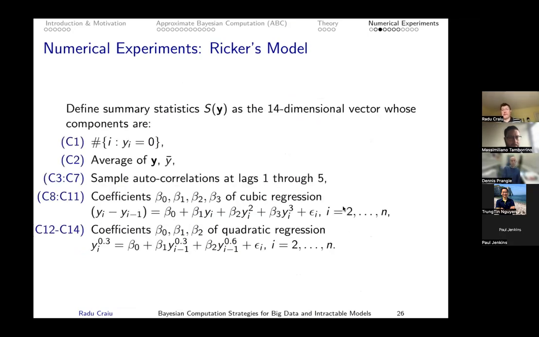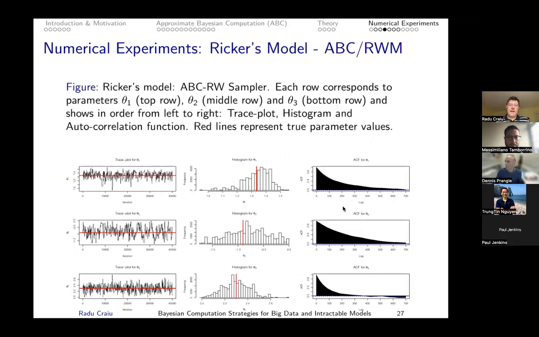We define the summary statistic using this 14-dimensional vector. And so to compare, this is ABC with a random walk Metropolis. Nothing is perturbed. The red lines are the true values.